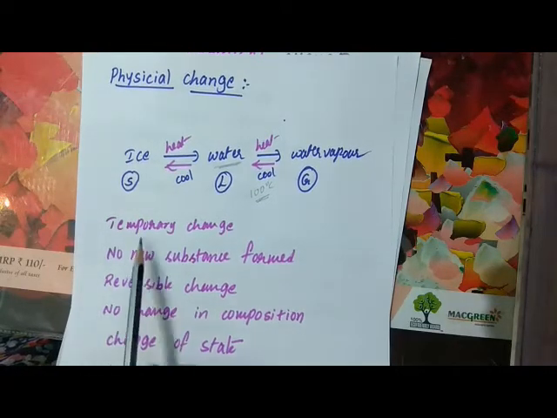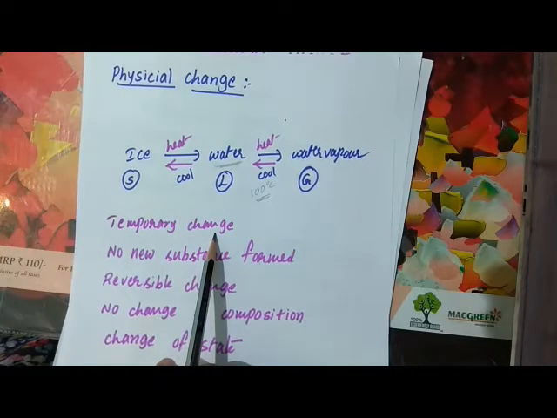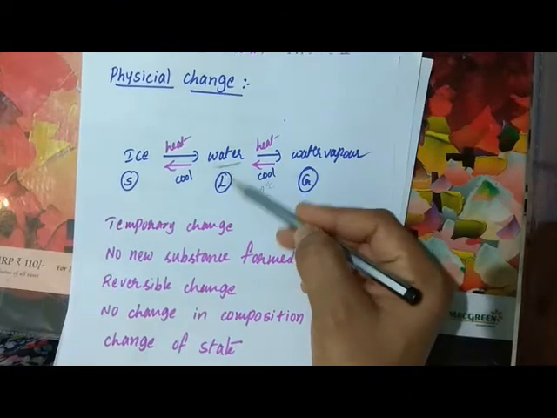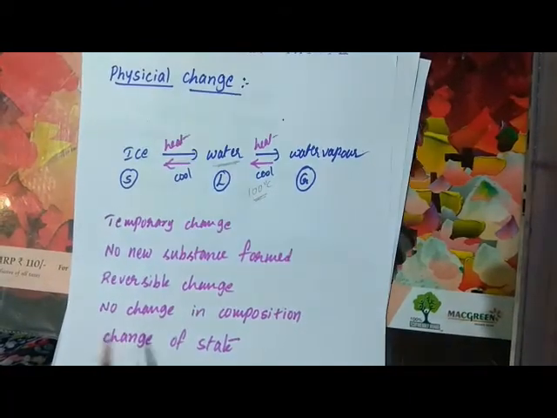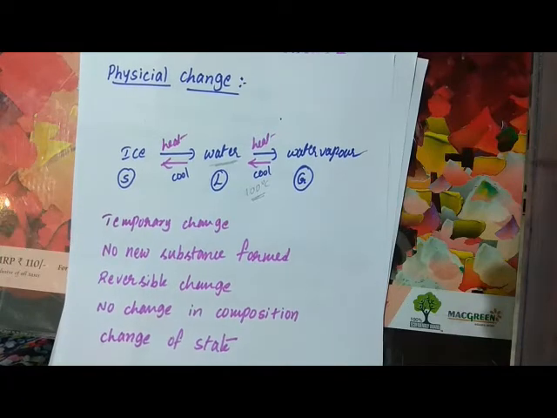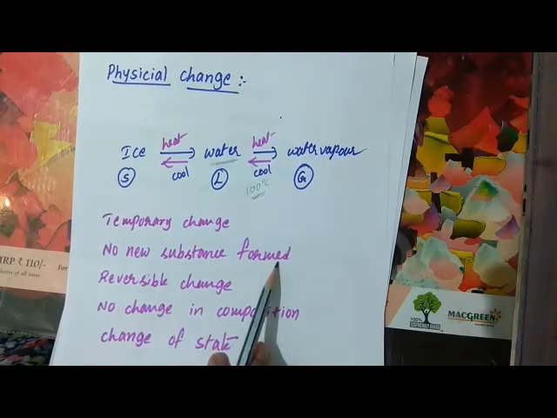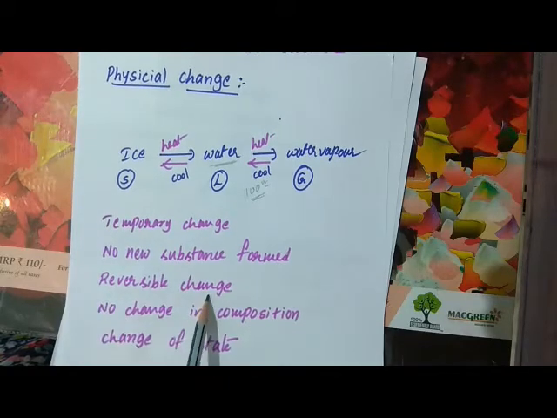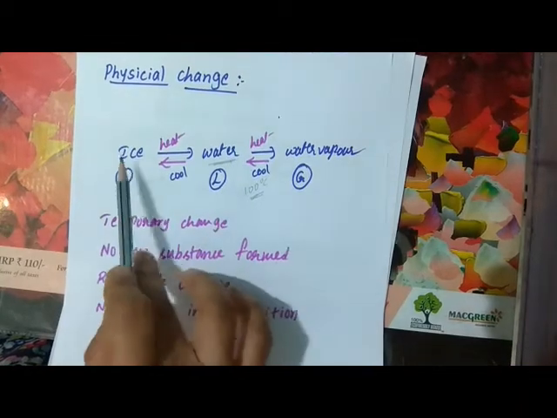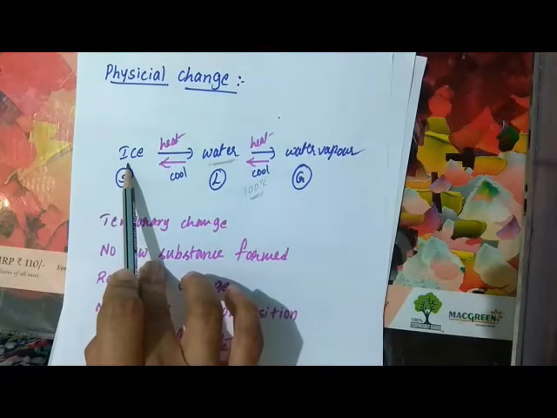Okay, this change is temporary change. Yes, whenever you decrease the temperature, again water vapor is converted into water, water is converted into ice. So we consider this one as a temporary change. No new substance is formed in physical changes. At the same time, it is a reversible change. Yes, we can convert ice to water, again water to ice by freezing. Is it correct? Yes, these are the characteristics of physical change.